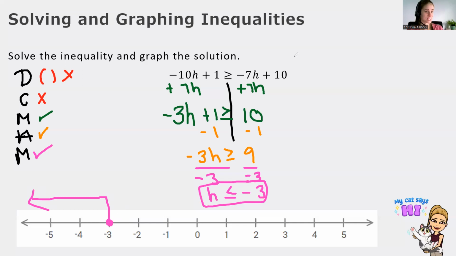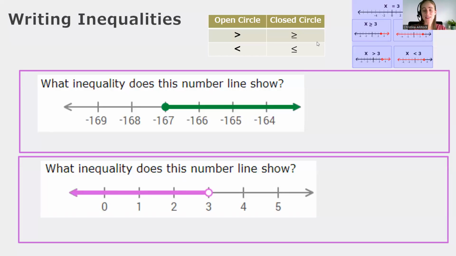All right, nice work. The last topic that we're going to practice here is taking a graphed inequality and writing the inequality that goes with it. So we want to know what inequality this number line shows. When we do this, it doesn't matter what variable you use, because as you know, throughout the video, we use different letters, we use different variables.